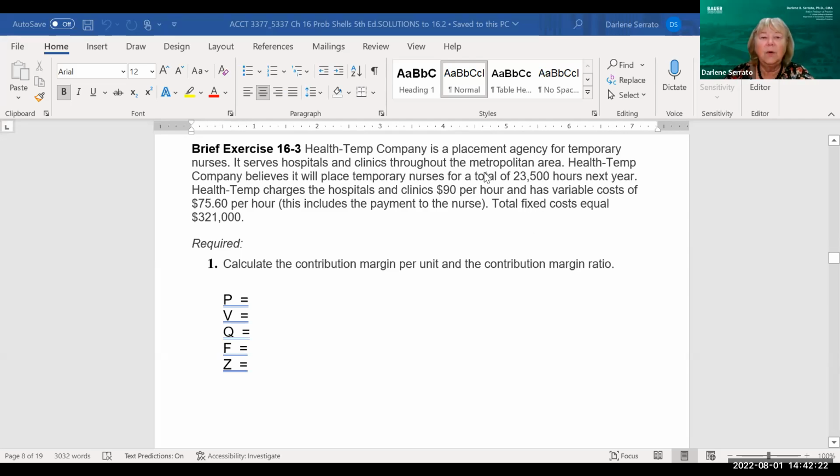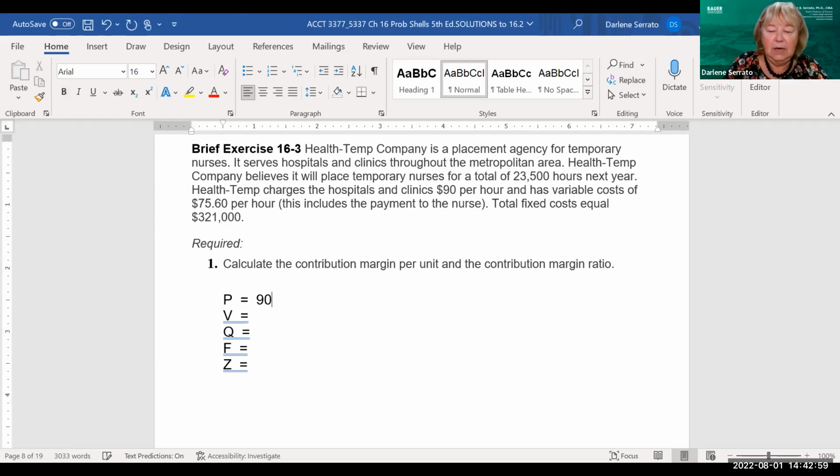This is a service organization that provides temporary nurses. They think they will need 23,500 hours. They charge $90 an hour, have a variable cost of $75.60 per hour, which includes the salary of the nurse, and total fixed costs are $321,000. Calculate the contribution margin per unit and the contribution margin ratio.